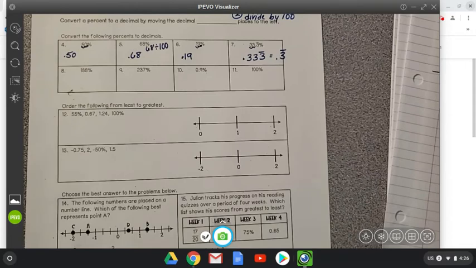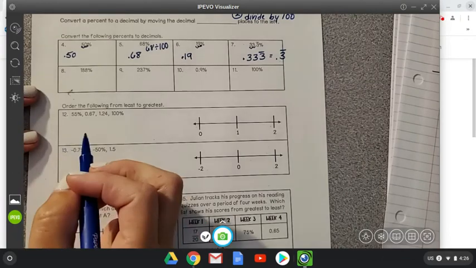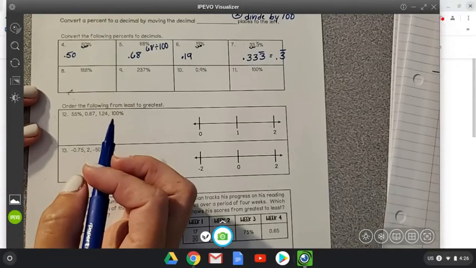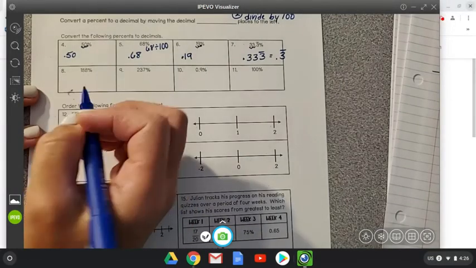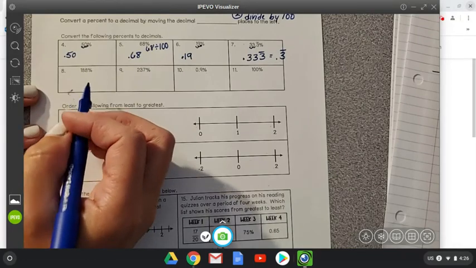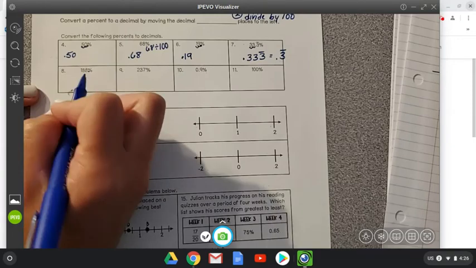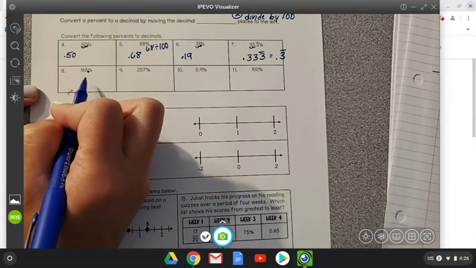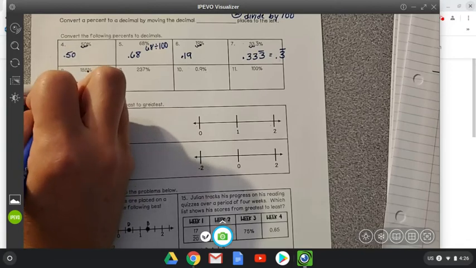Okay, so number 8. Again, you can either divide by 100 or move the decimal point. I tend to prefer moving the decimal point. It's a little bit easier. Either way is going to get you the right answer. Your decimal point is right there. If you move it 2 places to the left, you get 1.88.